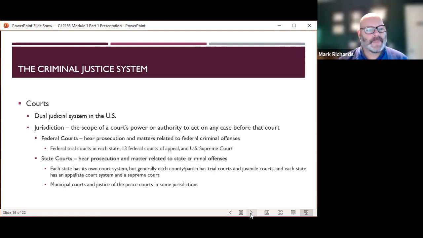Federal court jurisdiction means that they hear prosecution of matters related to federal criminal offenses. Federal trial courts are in each state. There are 13 federal courts of appeal, and of course, the U.S. Supreme Court. State courts hear prosecution of matters related to state criminal offenses. Each state has its own court system, but generally, each county or parish has trial courts and juvenile courts. Each state has an appellate court and a Supreme Court. At the local level, you have what's known as municipal courts or justice of the peace courts in some jurisdictions.